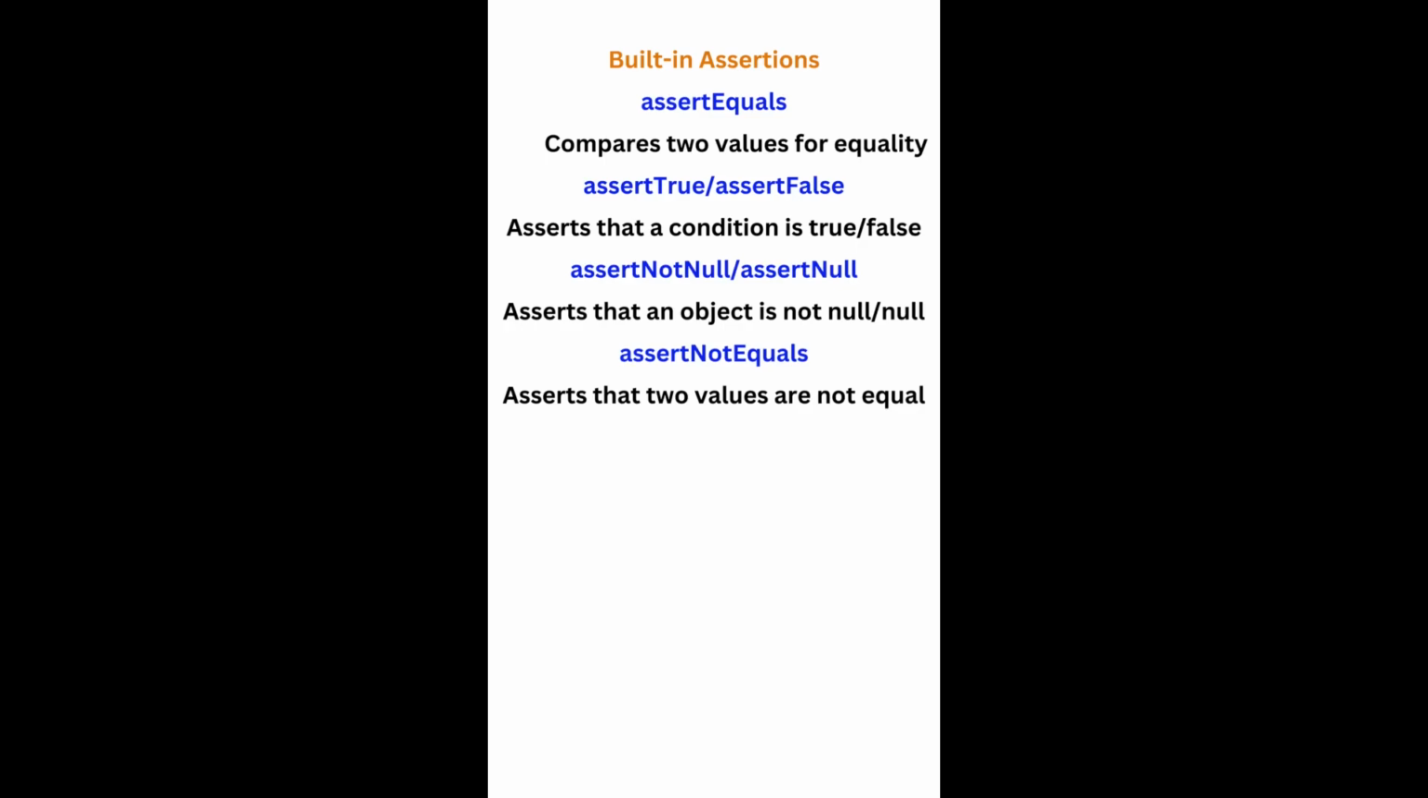Assert true, assert false: it asserts that a condition is true or false. Assert not null, assert null: it asserts that an object is not null or null. Assert not equals asserts that two values are not equal.